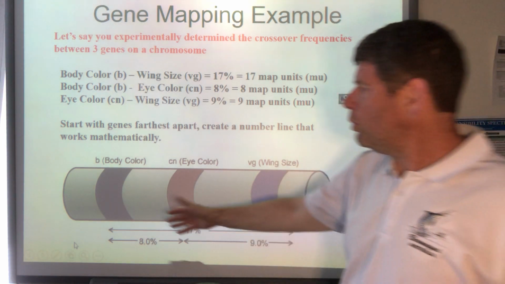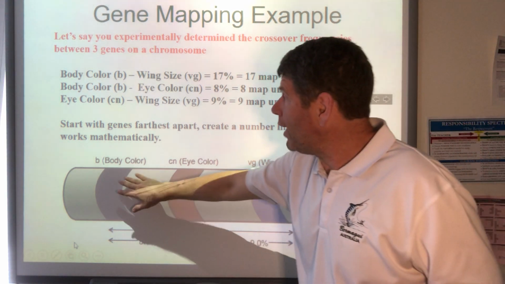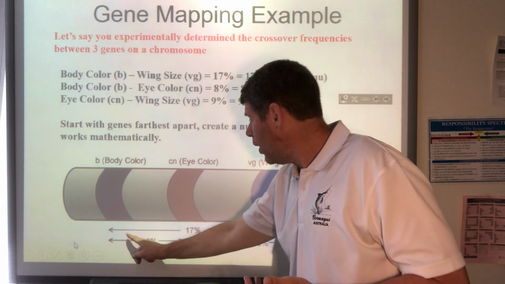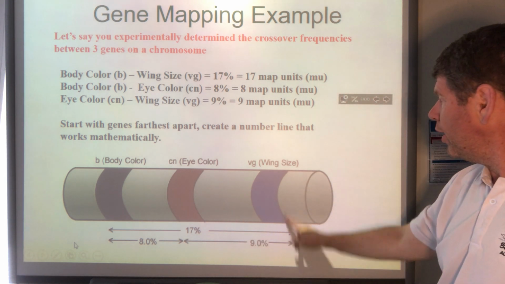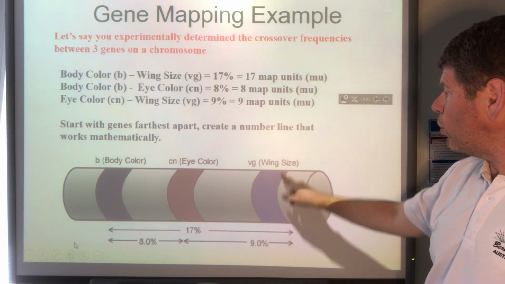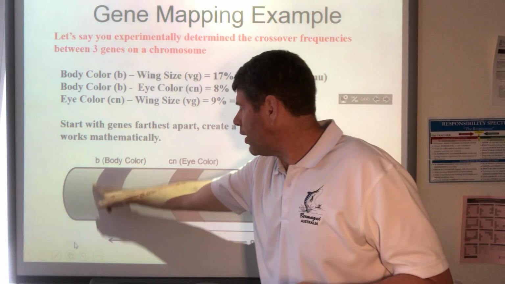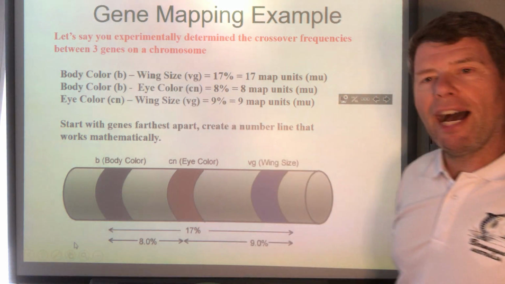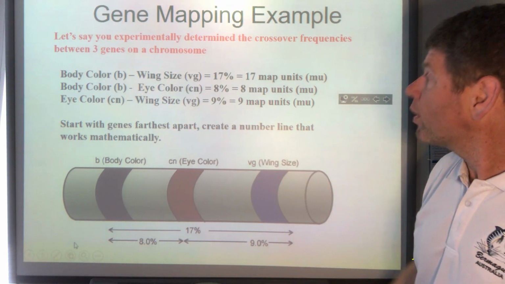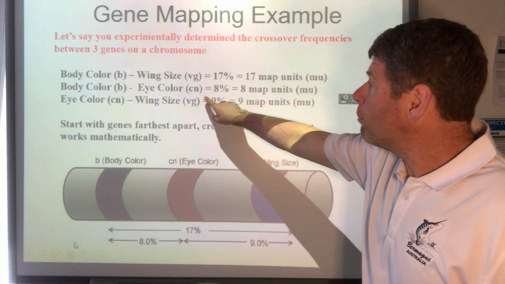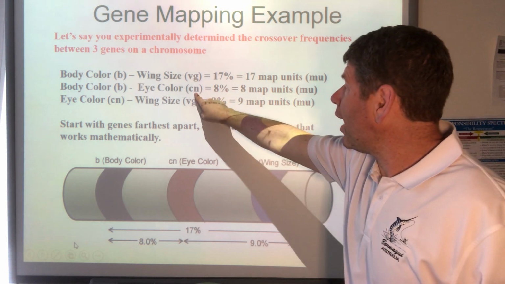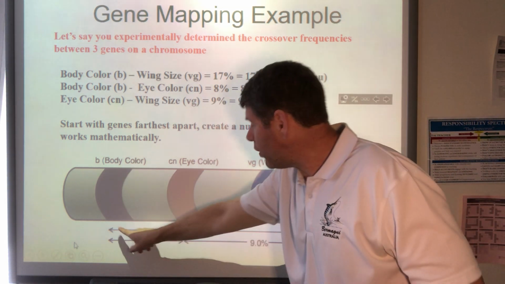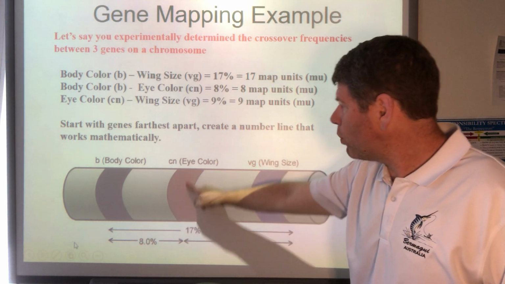So what we would typically do, it's like creating a number line, we would put 1, and it doesn't matter if we would have body color here or wing size. We just know that 17 map units apart is where they need to be. So we've got our wing size here and our body color, and we know that that's 17 map units. So where are we going to put the third one, the eye color allele or gene? Well, we know that it's 8 map units away from eye color, or I'm sorry, away from body color. So here's our body color, so we know that 8 map units away is where eye color should be.